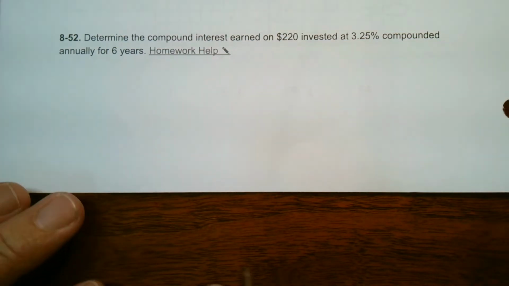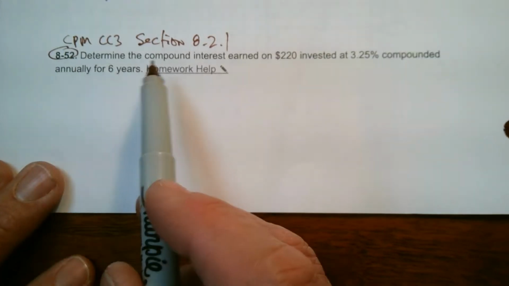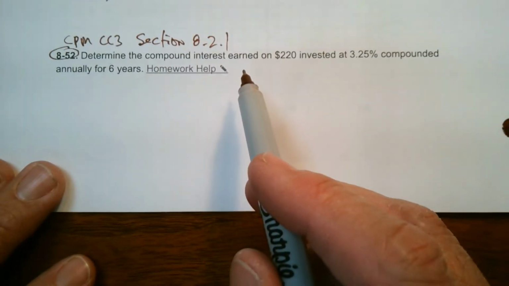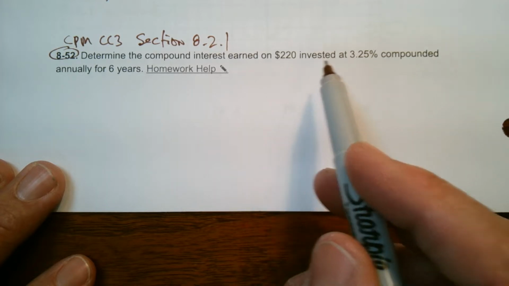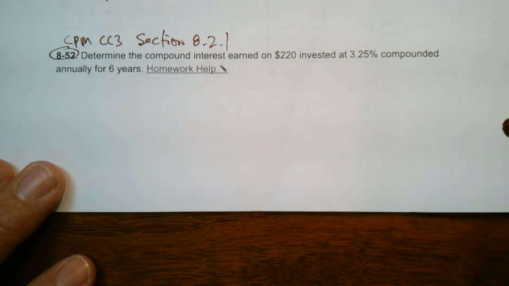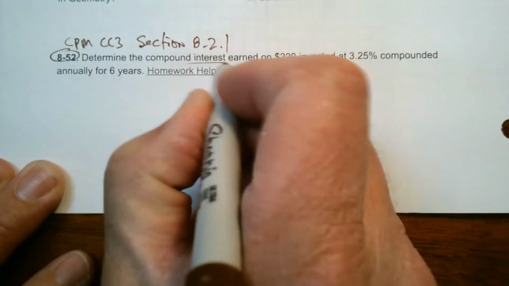We are looking at a compound interest problem. I'm taking this from CPM Course 3, section 8.2.1, specifically number 8-52. It says determine the compound interest earned on $220 invested at 3.25% compounded annually for 6 years. So it wants to know what the interest is, right?